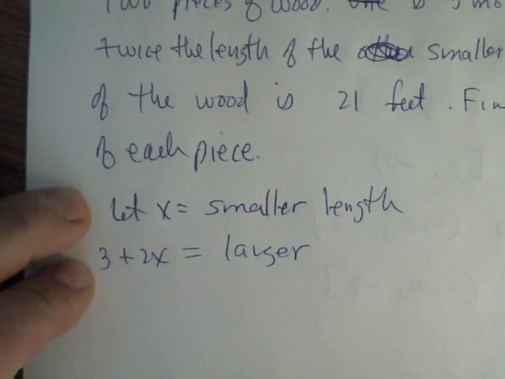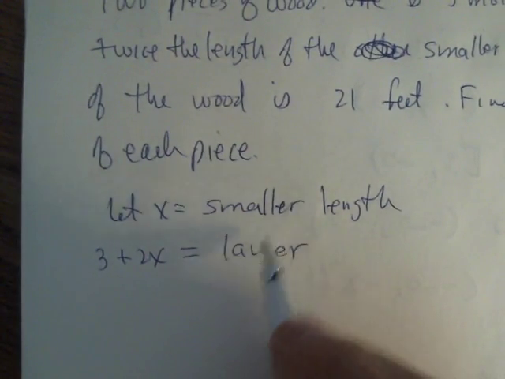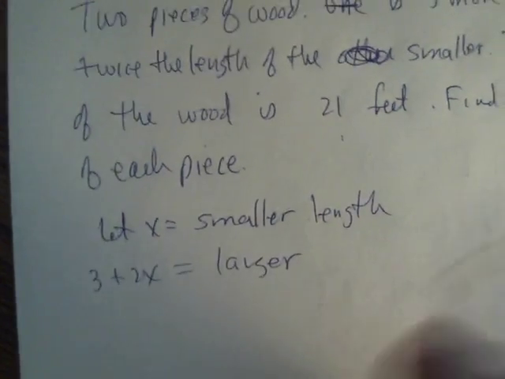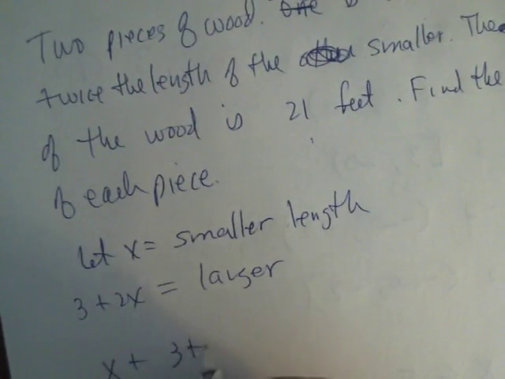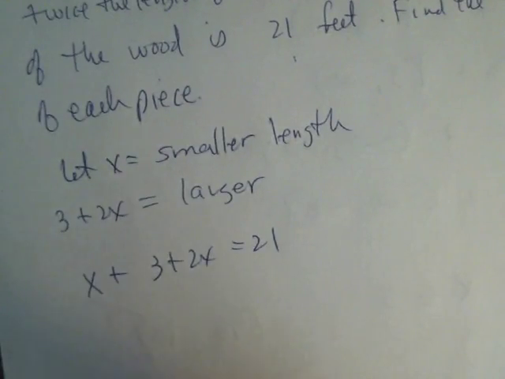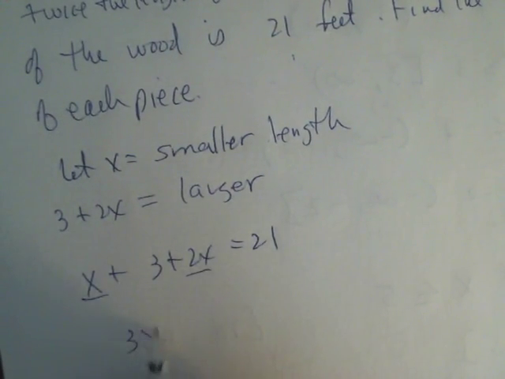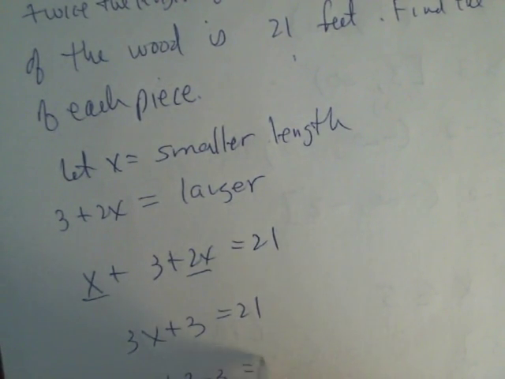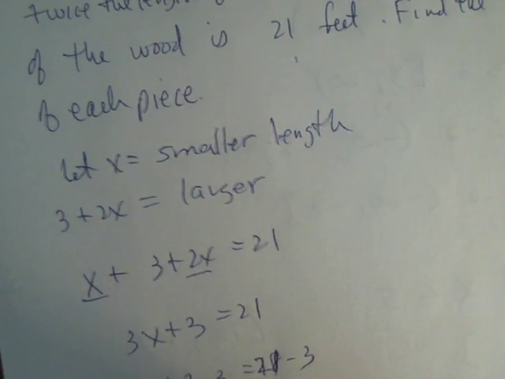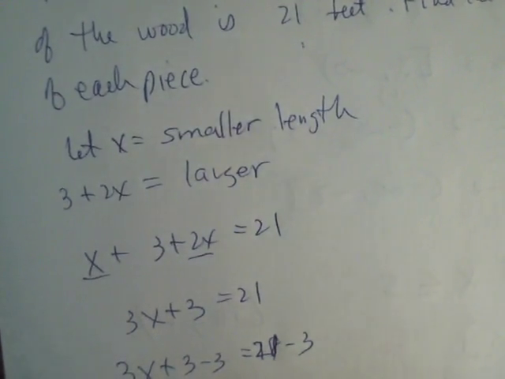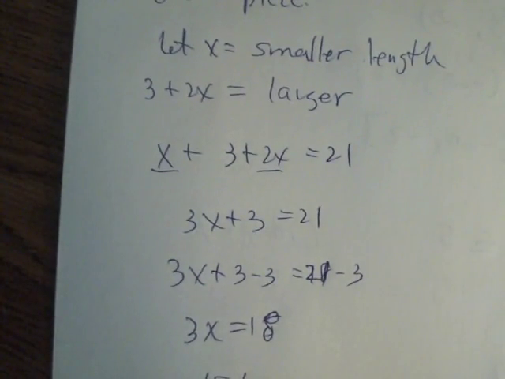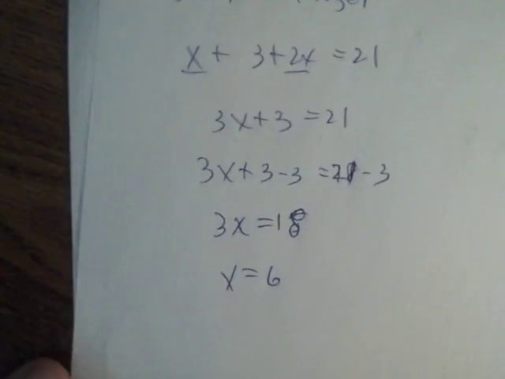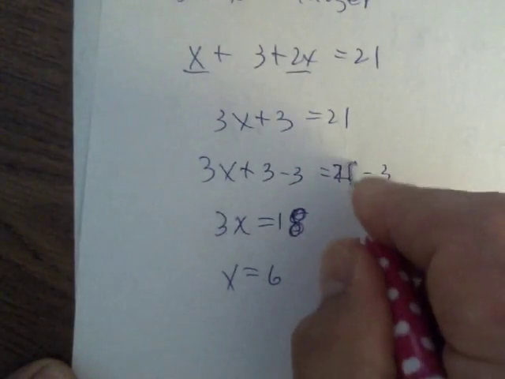Now, what do I know? Well, I know the length of these two pieces has to add up to be 21 feet. So I know the smaller plus the larger is 21. Combine your like terms. Subtract 3 from both sides. Oops, hold it there. 21 minus 3 is 18. 3x is 18. X is 6. Sorry about that. Kind of got ahead of myself. So this is 18 here. This is your 21.